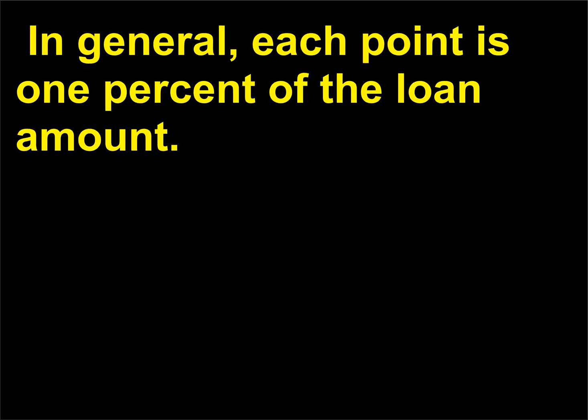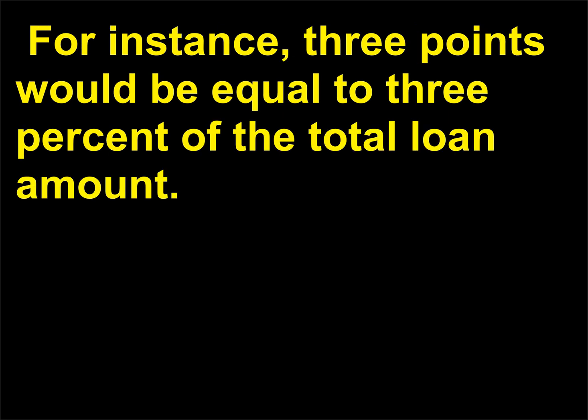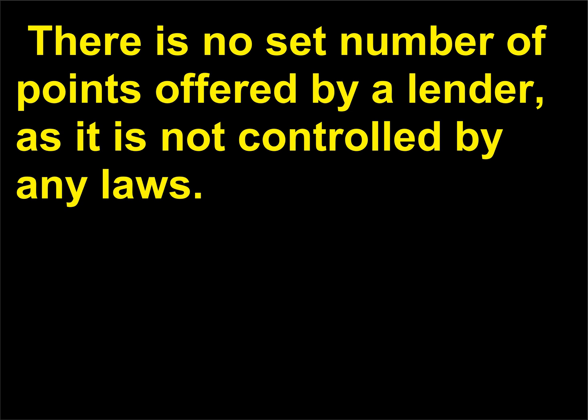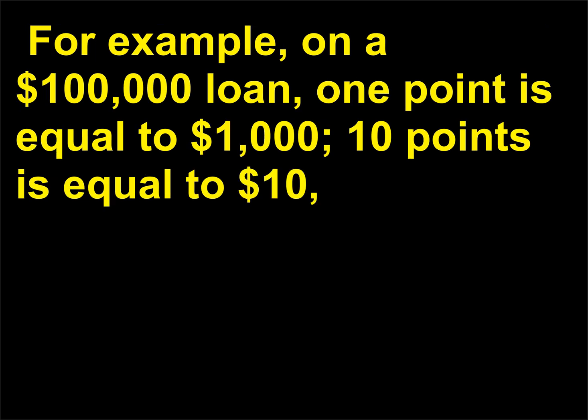In general, each point is 1% of the loan amount. For instance, 3 points would be equal to 3% of the total loan amount. There is no set number of points offered by a lender, as it is not controlled by any laws. For example, on a $100,000 loan, 1 point is equal to $1,000, 10 points is equal to $10,000.